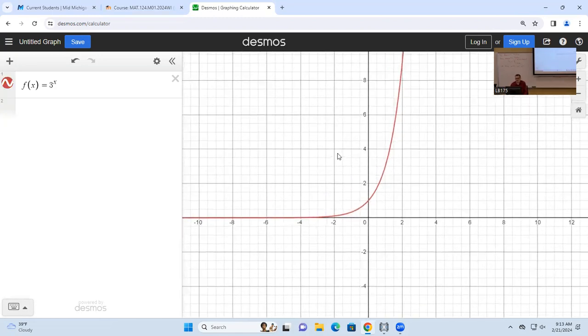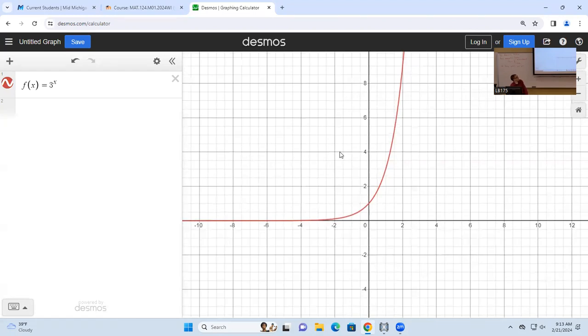And here, let's just do f of x is equal to 3 to the x power. That's a base exponential function with base 3. So basic exponential function with base 3. Notice it goes through the point 0, 1, as all of our basic exponential functions do. It shoots off to infinity on the right side, goes towards 0 on the left.